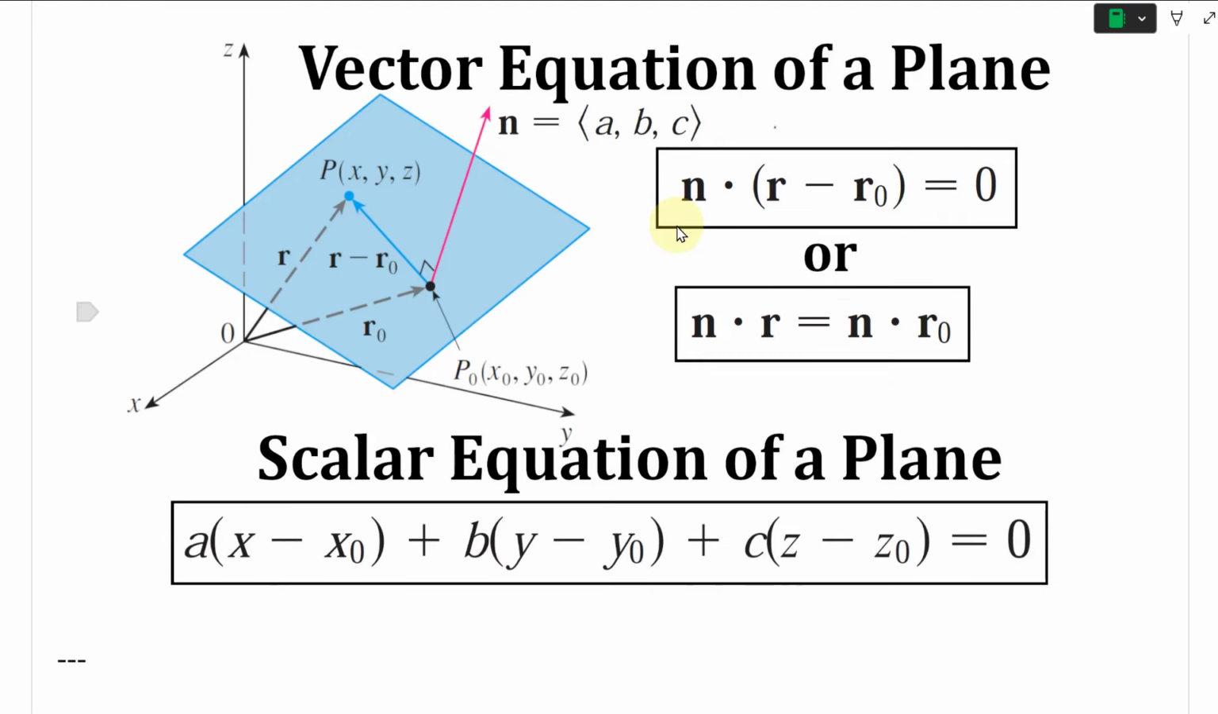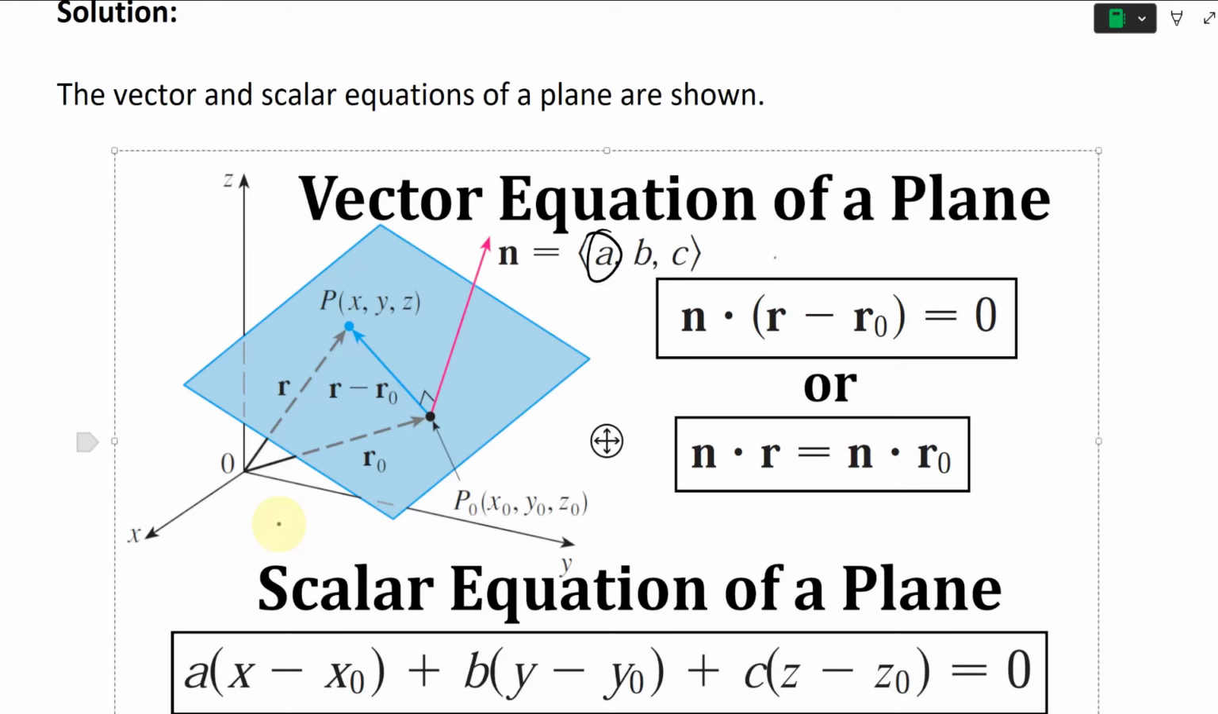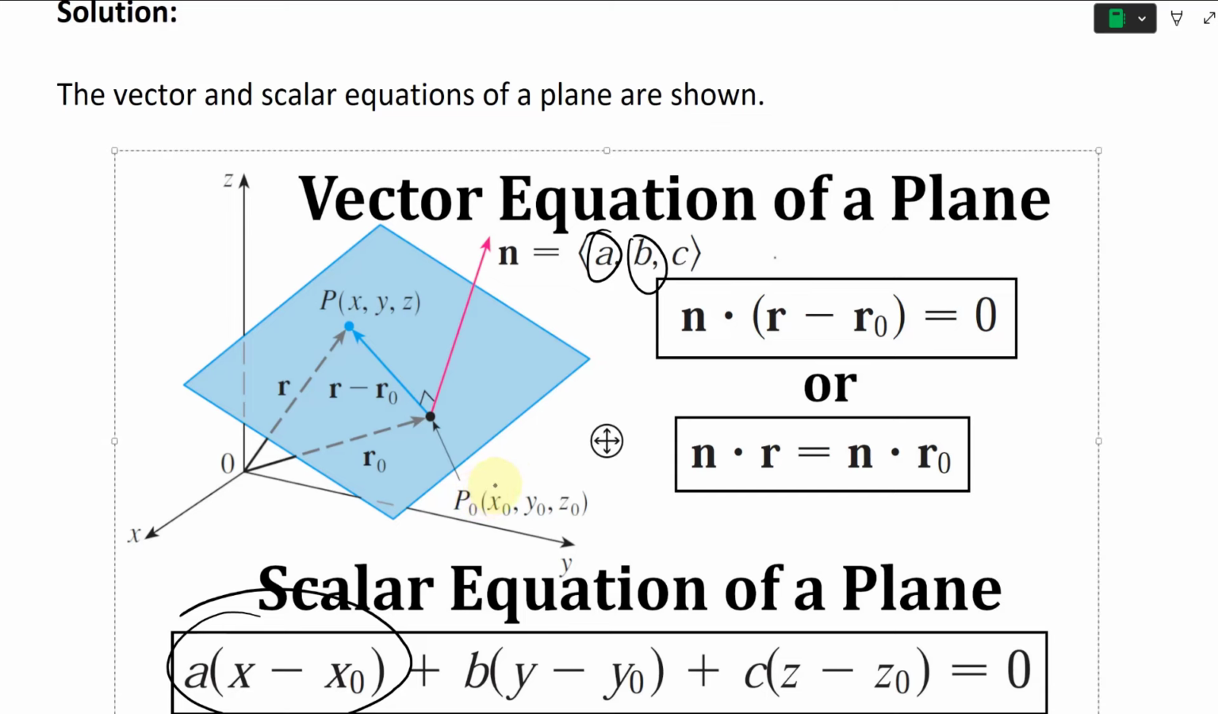And the scalar equation is actually taking the dot product. So remember, this n is equal to a, b, c. So the dot product is going to be a times, for the x component, r minus r naught. That's just going to be x minus x naught. Then the dot product is a times x minus x naught. The next one is going to be b times the y components.